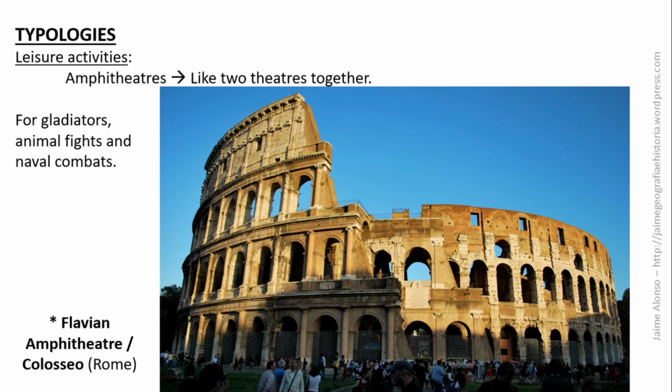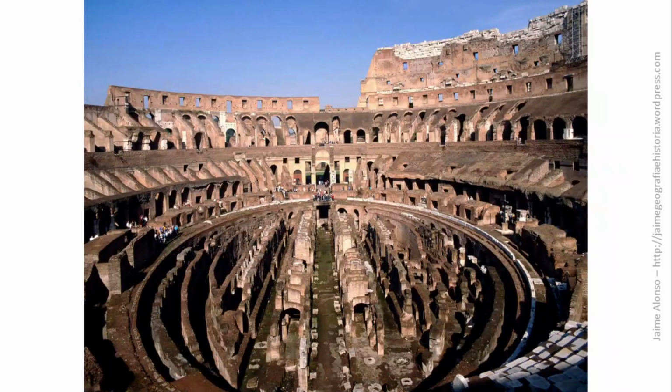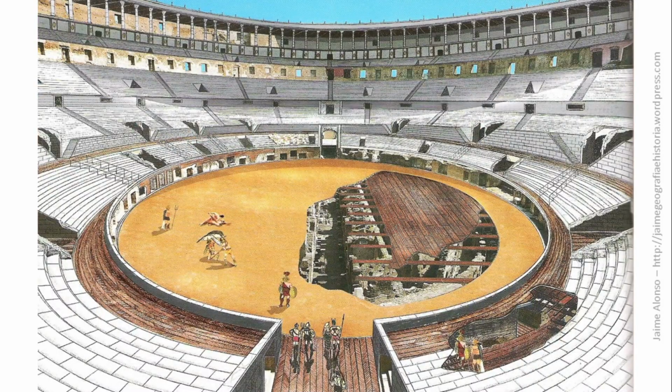The Colosseo, built in the 1st century AD, is the most famous example, and here we have the inside with a capacity of about 50,000 people. It is a model for future public spectacle buildings such as football stadia or concert halls. This is a reconstruction of how it would have looked on the inside, and we see how it was.